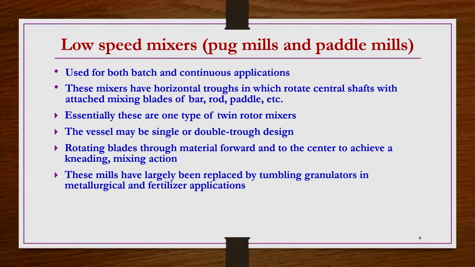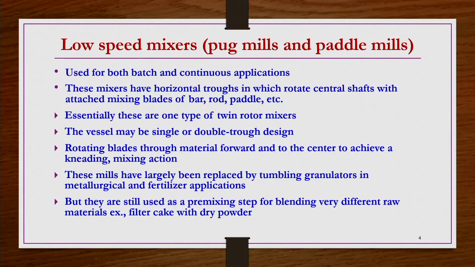However, because of their low throughput, these low speed mixer granulators are largely replaced by tumbling granulators, especially in metallurgical and fertilizer industries. Wherever low speed mixer granulators were previously used in metallurgical and fertilizer applications, nowadays they are being replaced by tumbling granulators because of throughput concerns, since you may not get high throughput using these mixer granulators.